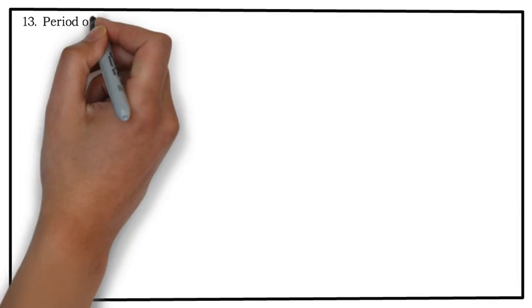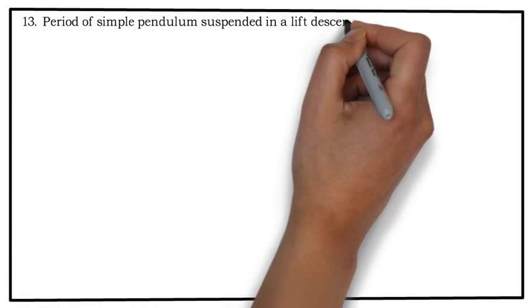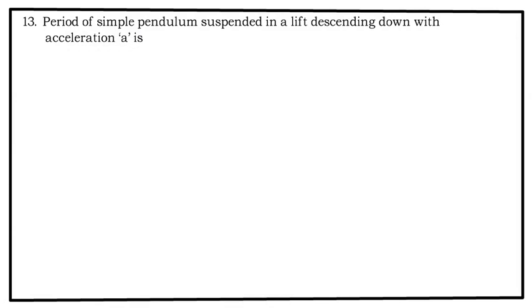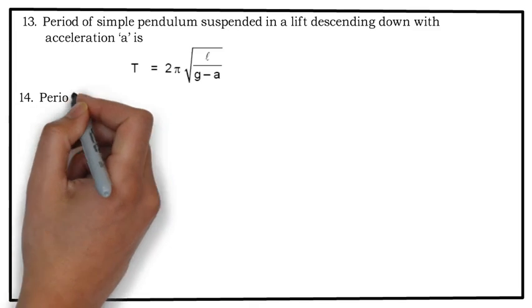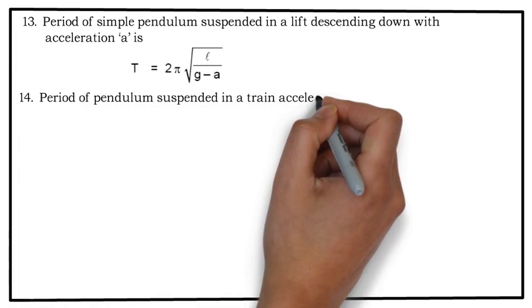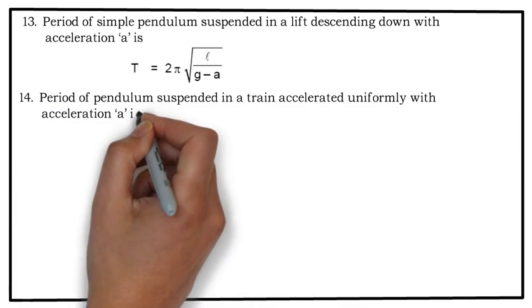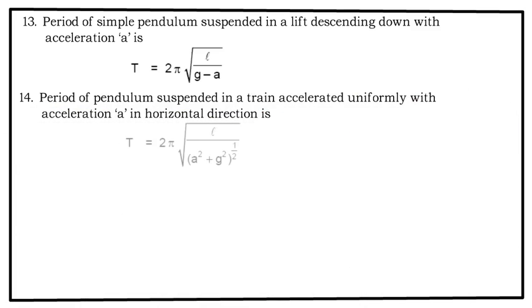Point number 13. Period of simple pendulum suspended in a lift descending down with acceleration a is T is equal to 2 pi square root of L upon g minus a. Point number 14. Period of pendulum suspended in a train accelerated uniformly with acceleration a in a horizontal direction is T is equal to 2 pi square root of L upon bracket of a square plus g square whole raised to half.